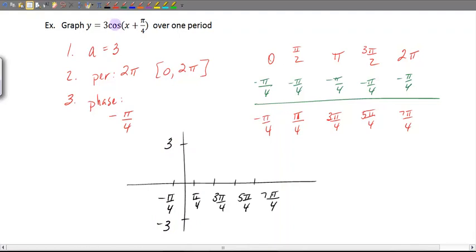Except I need to remember that it's cosine. Cosine is always going to start at a maximum, so I have a maximum point over here. Almost missed that. I have a maximum point here. I'm going to cross at pi over 4. I have a minimum down here. I cross at 5 pi over 4, and I have a maximum over here at 7 pi over 4. So when I connect the curve, you can see I have a cosine function. That doesn't take very long at all when we identify the individual parts and we break it down by translation.